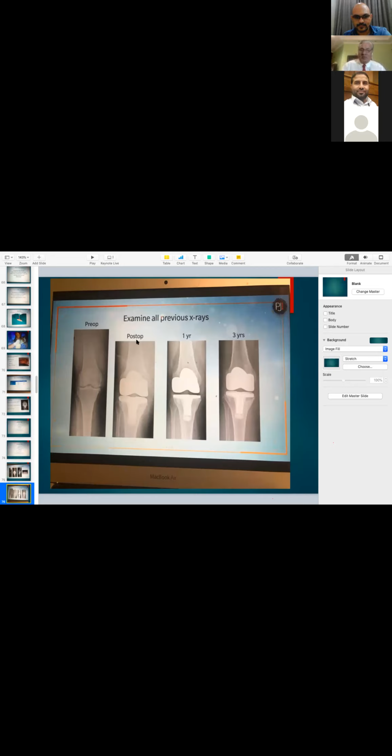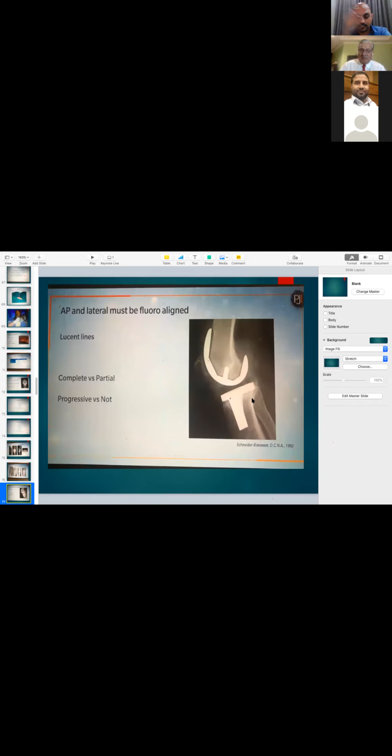This is postoperative, 1 year, 3 years. If you observe, there is some osteolysis of the medial aspect. This is less, this is less, this is very little. So it is increasing gradually. By serial X-rays, you may get the diagnosis, and this is the cause of the painful knee, in spite of it looking normal.